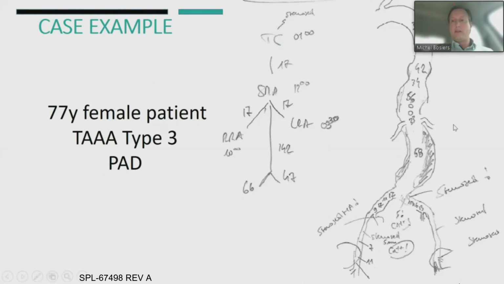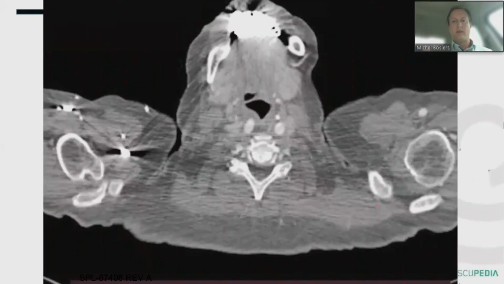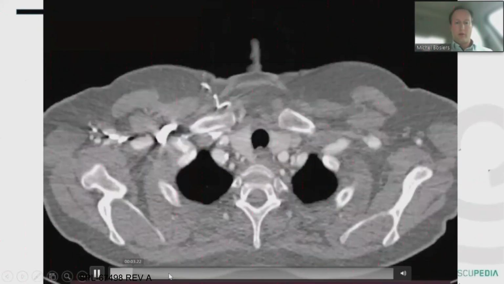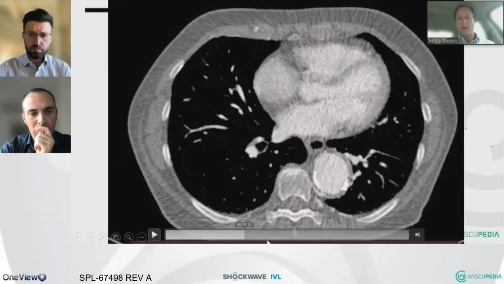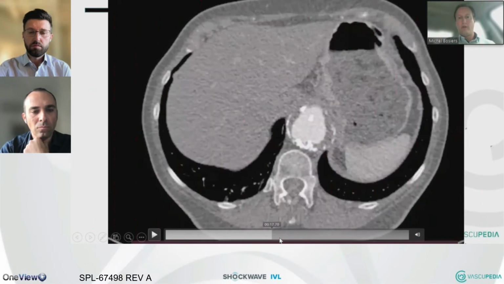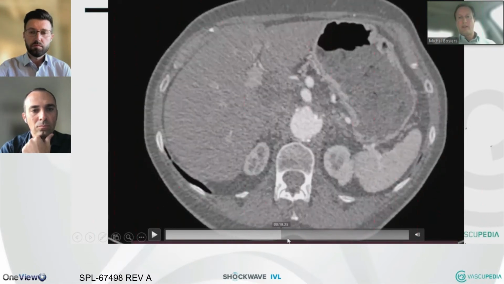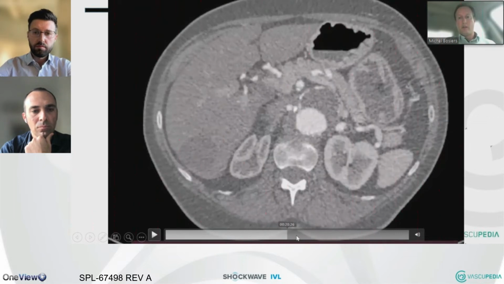I'm going to start off with showing you the case example here. This was a 77-year-old female patient with a type 3 thoracoabdominal aortic aneurysm, and she also had peripheral arterial disease with a very calcified iliac axis on both sides, very narrow, very calcified, as you can appreciate also on the CT scan here. I'm going to quickly skip a few parts. Going faster, you can see the calcium surrounding the entire aorta. Here you can appreciate the aneurysm, calcified vessels at every origin of our target vessels.